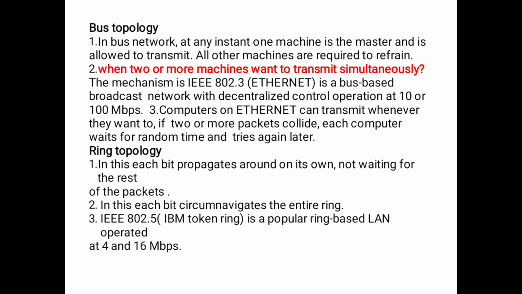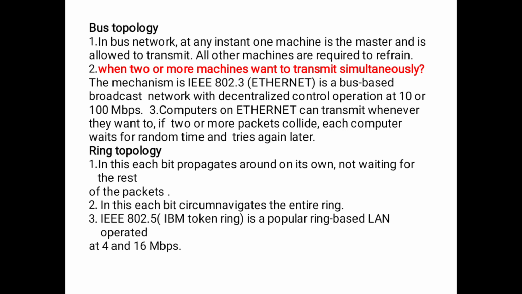When two or more machines want to transmit simultaneously, a mechanism is needed to resolve the conflict. IEEE 802.3 Ethernet is a bus-based broadcast network with decentralized control operating at 10 or 100 Mbps, megabits per second. Computers on Ethernet can transmit whenever they want to. If two or more packets collide, each computer waits for a random time and tries again later.